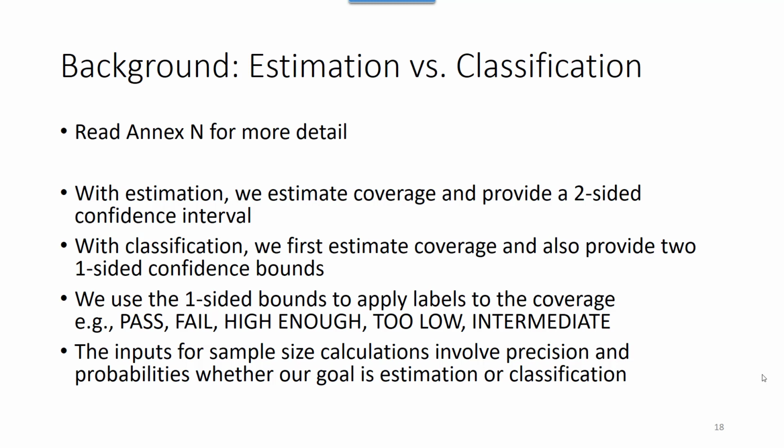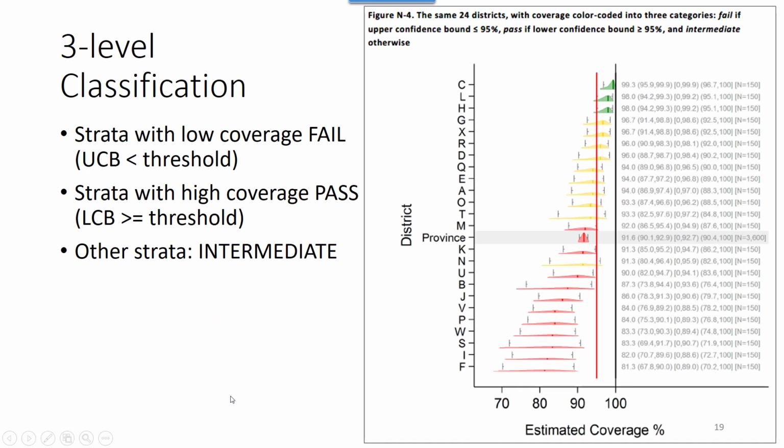When we're doing the sample size calculations, we need inputs from the steering committee, whether it's estimation or classification. We need inputs that involve precision and involve probabilities. Let me illustrate what I'm talking about with this figure from Annex N. This represents hypothetical results from a set of districts that comprise a province.